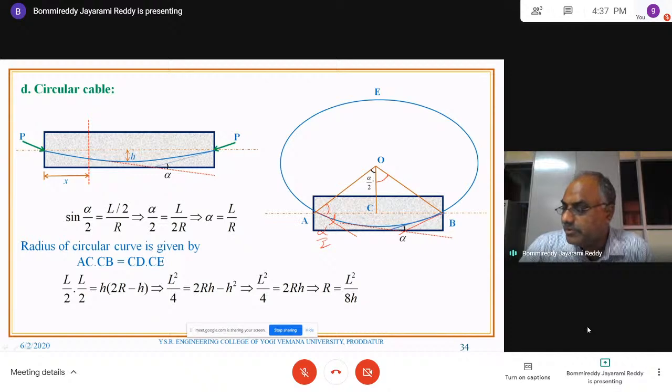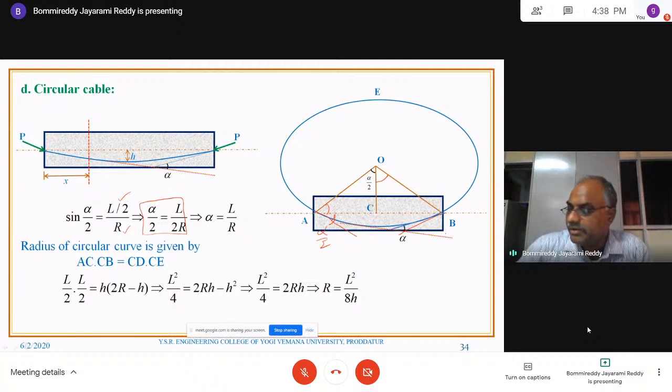So sin alpha by 2 is, what is the opposite side? Opposite side is AC, which means L by 2. What is the hypotenuse? Radius. And sin alpha by 2 is nothing but alpha by 2, and this is the equation. So you can derive these equations at any time in the examination if it is a question in the exam. But don't try to remember. If you try to remember, you do not know whether alpha is L by R, L by 2R, L by 4R, or L by 8R. It is always confusing.